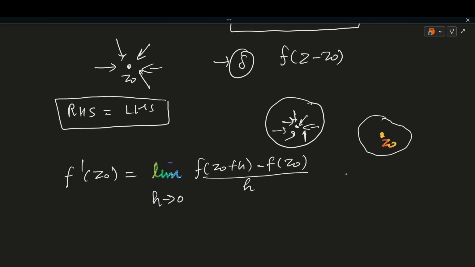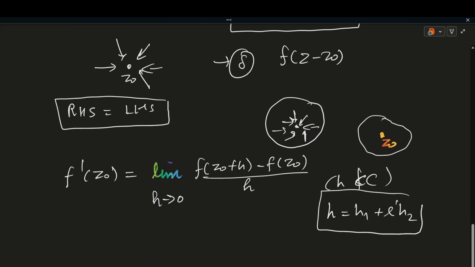Okay, we will increase z naught to z naught plus h, and this h is also a complex number. This h also belongs to the complex numbers. So you shouldn't think that h is a real number. H also has an expression like h1 plus i h2.